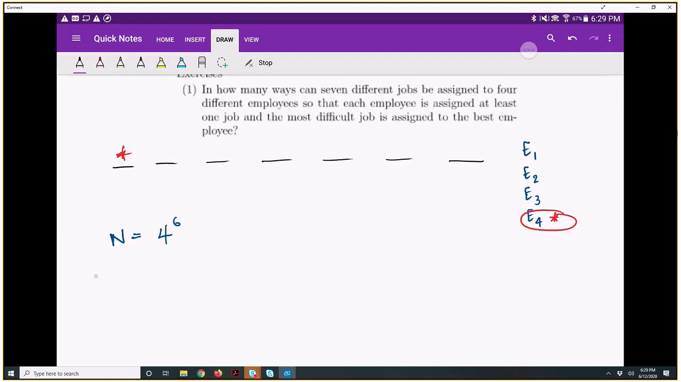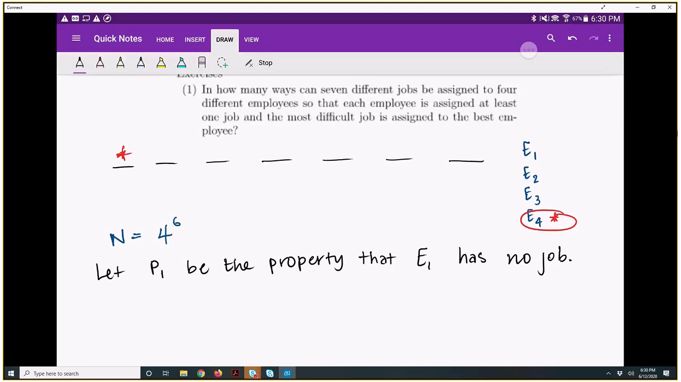Then I'm going to say let P1 be the property that employee 1, E1, doesn't end up with a job. So after I assign all the jobs, E1 has no job. I want to avoid this situation, so I'm going to give this property a name. And in fact, if I let P2 be the property that E2 has no job, I'm just going to call this Pi and Ei, just to make the notation a little simpler so I don't have to write the same sentence 4 times, right?